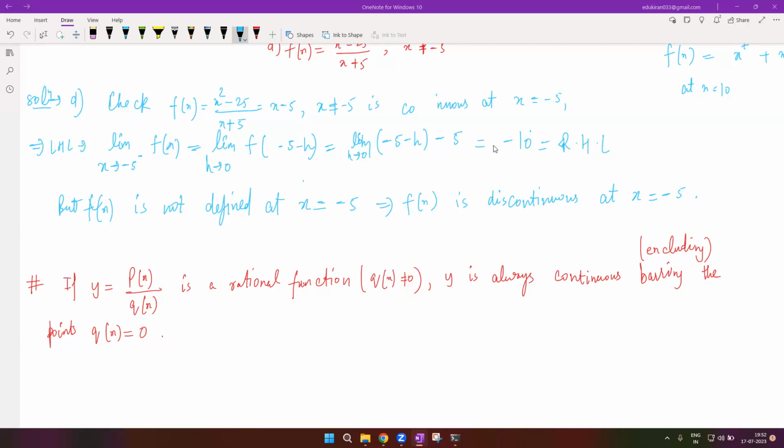So for RHL and LHL, we can use this x minus 5. So why can't we use it for f of x? We can't use that for f(x) at x equals -5. See, what does it mean if LHL and RHL are equal? Let's say if LHL and RHL both have some value. If the value is different, yes, please ask.